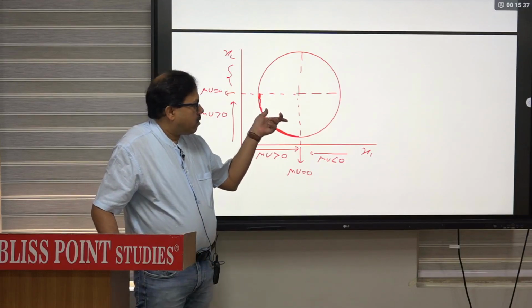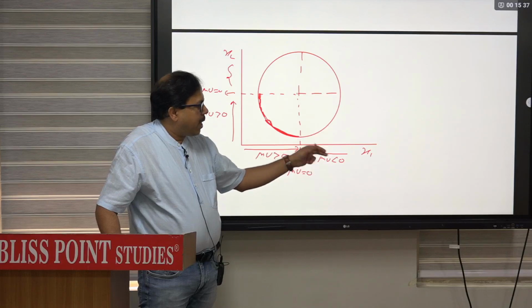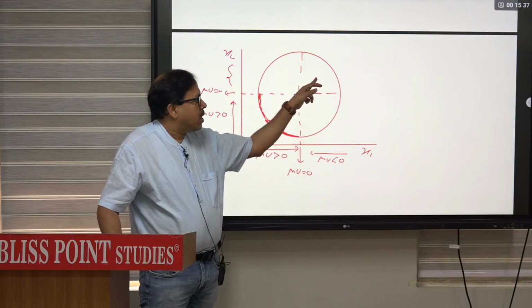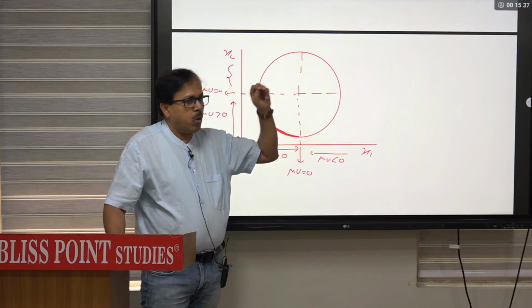This is one part where utility of both commodities is positive. Here utility of one is negative, other is positive. In this case utility of one is negative, other is positive. And in this, utility of both will be negative. So in that case it will become concave to the origin.